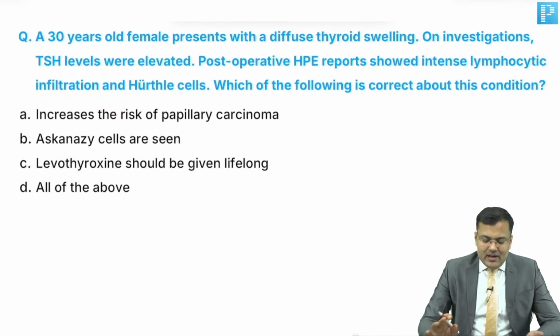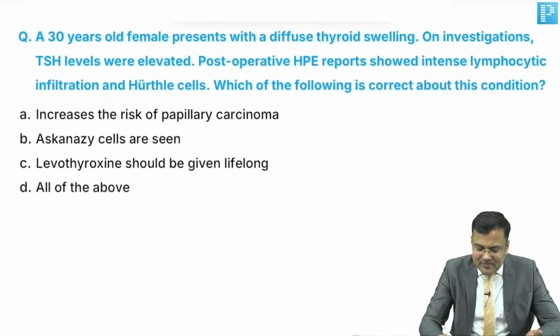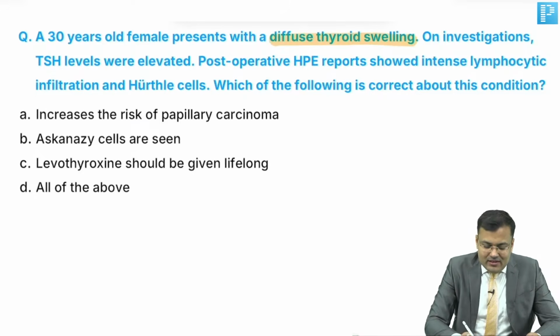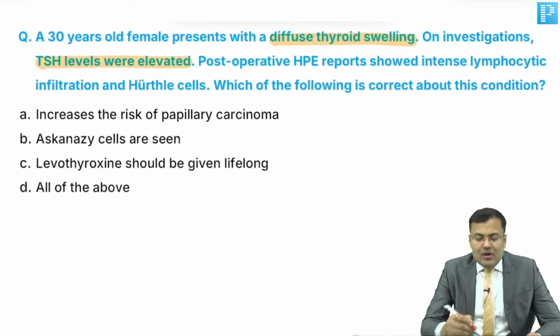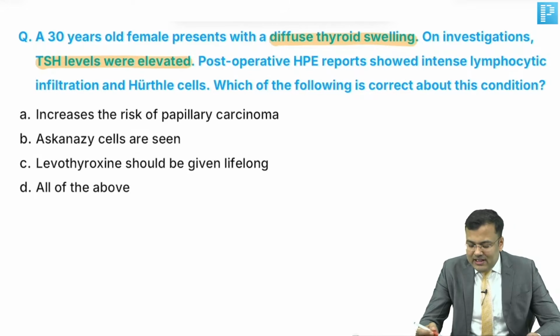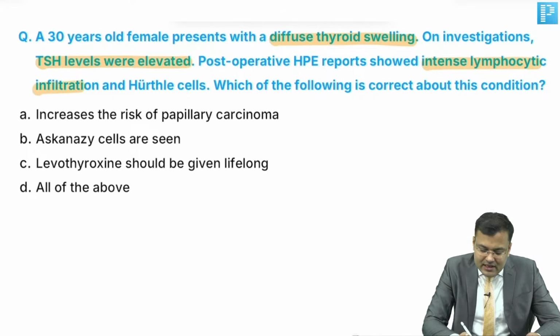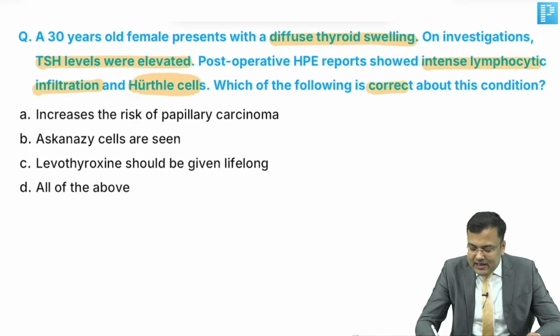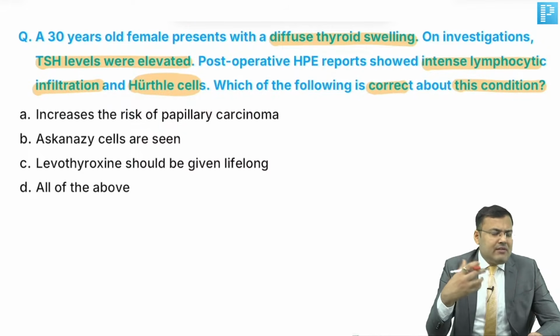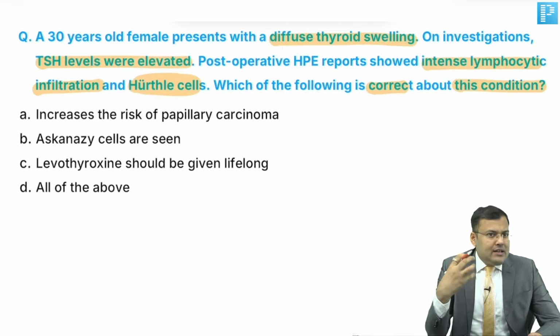Next question. Read it and tell me what's the correct answer here. Guys, tell me. A 30 years old female with diffuse thyroid swelling. On investigation, TSH levels were elevated. Post-operative histopathological examination reports showed intense lymphocytic infiltration and, most important, Hurthle cells. Which of the following is correct about this condition? The patient is having hypothyroidism, lymphocytic infiltration, presence of Hurthle cells.